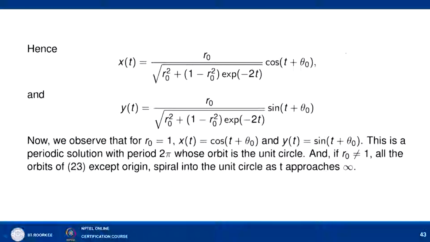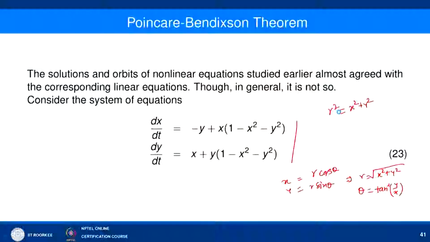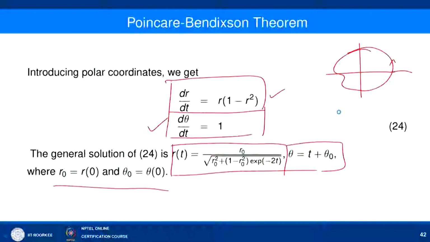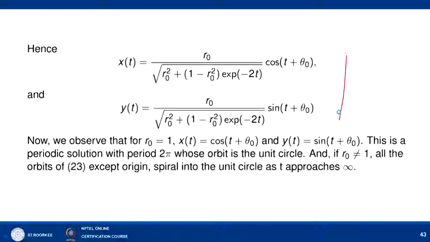So it means that now we can write down the solution x(t) as r naught divided by under root of (r naught square plus (1 minus r naught square) exponential of minus 2t) cos of (t plus theta naught), and y(t) as r naught upon under root of (r naught square plus (1 minus r naught square) e to the power minus 2t) sin of (t plus theta naught). So here the solution of the differential equation number 23, though it is very difficult to solve this equation, but with the help of polar coordinate system we are able to find out the solution given as x(t) and y(t) here.